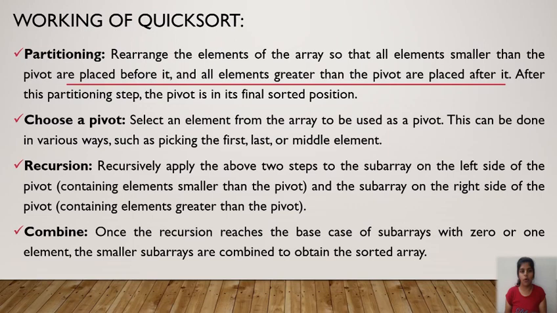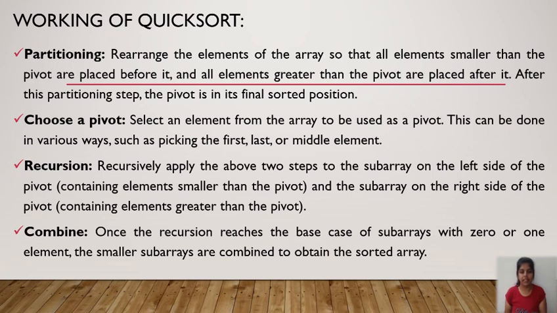The working of quicksort: partitioning, choose a pivot, recursion and combine. First, let's see partitioning. Rearrange the elements of the array so that all elements smaller than the pivot are placed before it and all elements greater than the pivot are placed after it. After this partitioning step, the pivot is in its final sorted position. Then we should choose a pivot. Select an element from the array to be used as the pivot. This can be done in various ways, such as picking the first, last or middle element. After that we should do recursion. Recursively apply the above two steps to the subarray on the left side of the pivot and the subarray on the right side of the pivot.